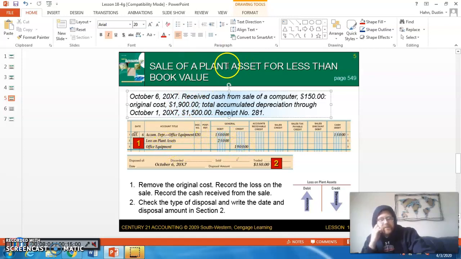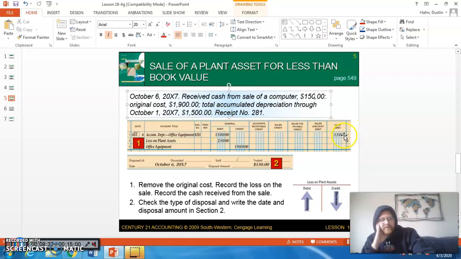When you're getting rid of your asset, your office equipment is always going to be a credit, because you're getting rid of it. If you're buying this monitor, then it would be a debit. So if you're getting rid of it, it's a credit. So office equipment credit $1,900. Total accumulated depreciation is your 1,500. So right there, this is always going to be a debit.